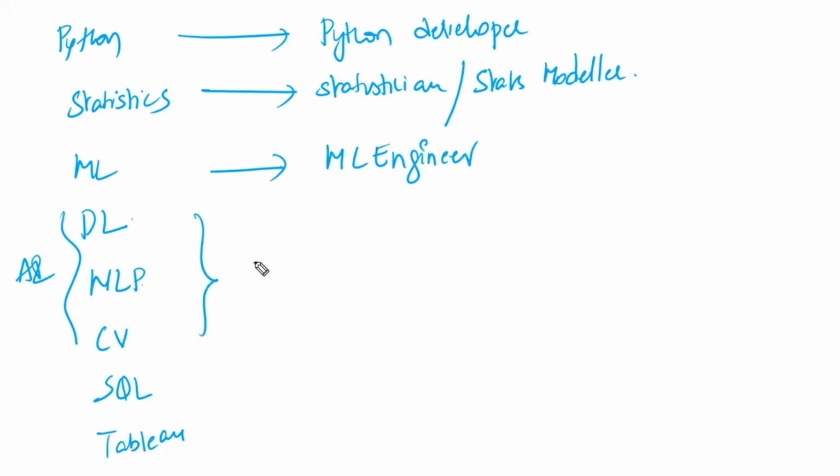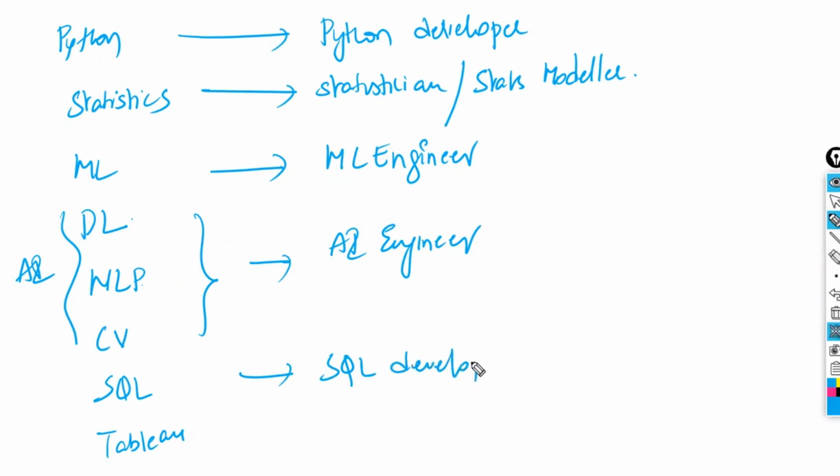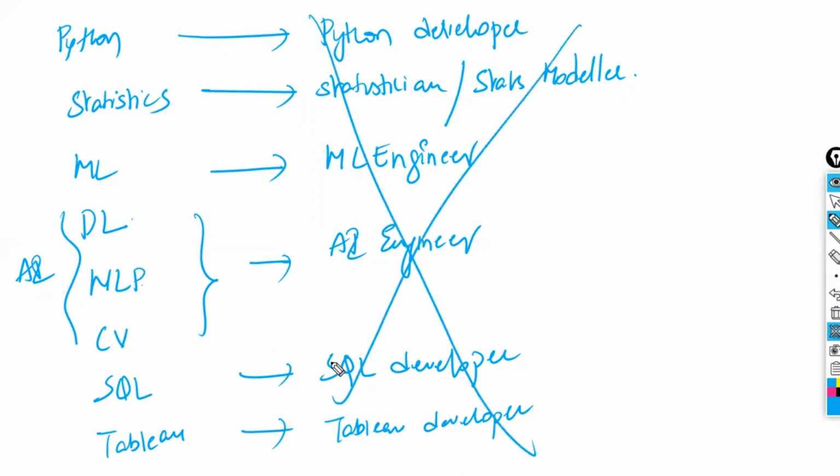If you know artificial intelligence, any one of them: DL means DL engineer, NLP means NLP engineer, computer vision means computer vision engineer, everything means AI engineer. SQL means SQL developer. Tableau means Tableau developer. If you know data science and we are eligible for all these things, then these roles will not be there. Then in industry, only the data science role will be there. Then all these roles they have to delete. They have to keep only the data science role.